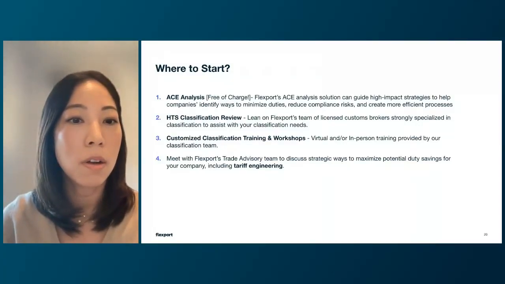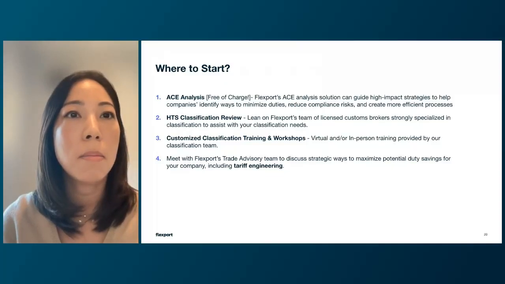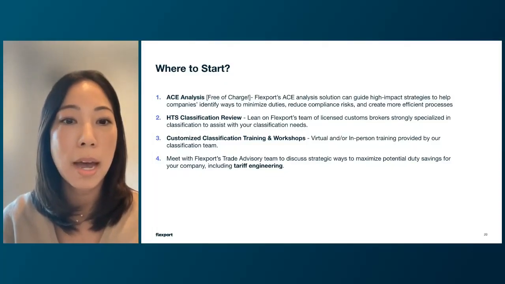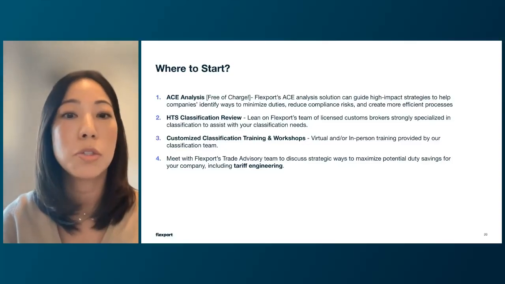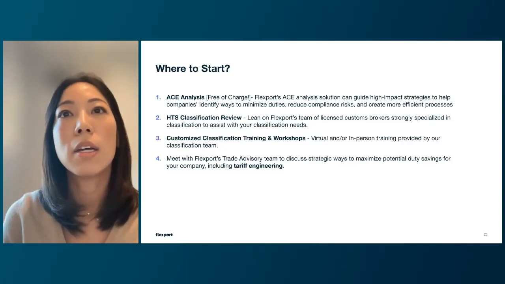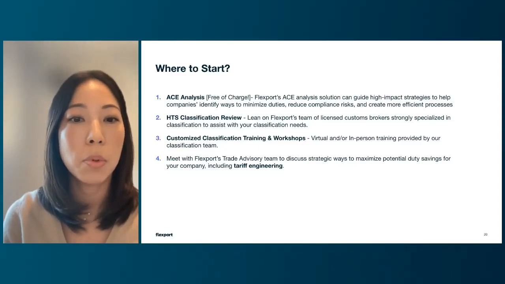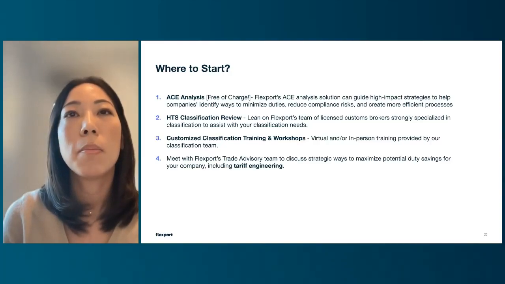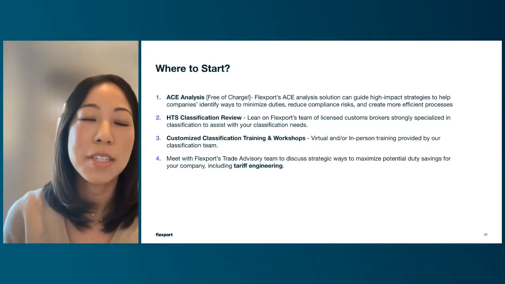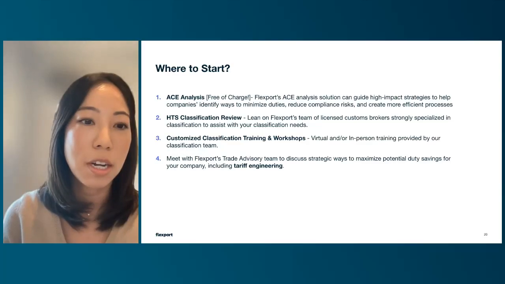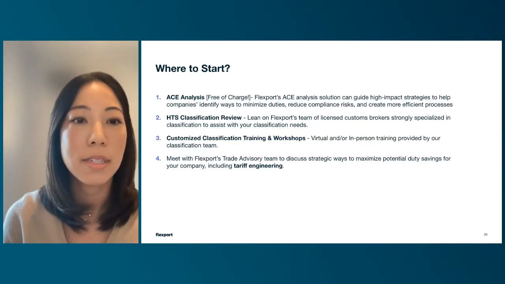For those of you that don't know, ACE is the Automated Commercial Environment, which is CBP's database that holds your historical US import data. So every company that imports will have an ACE account, and can get their data from this portal. But what you may not know is it's not as user friendly, and it's unstructured data. So when you go into ACE, it's just lines of data.